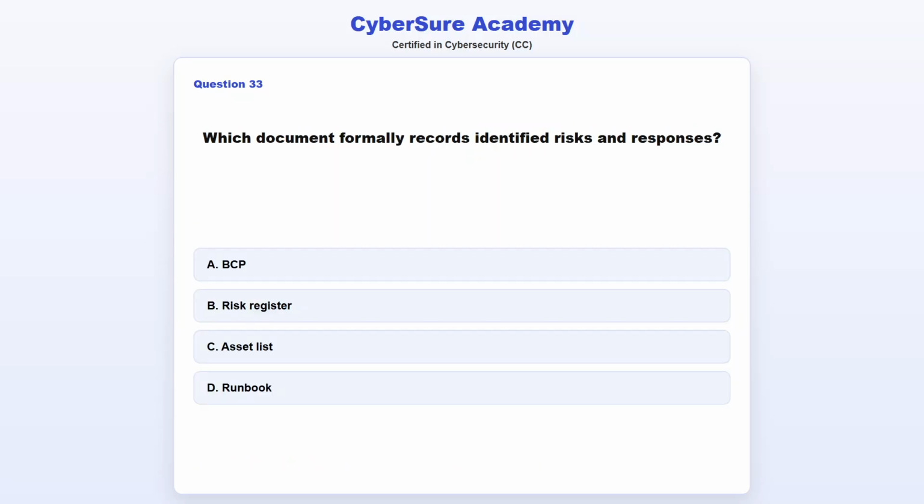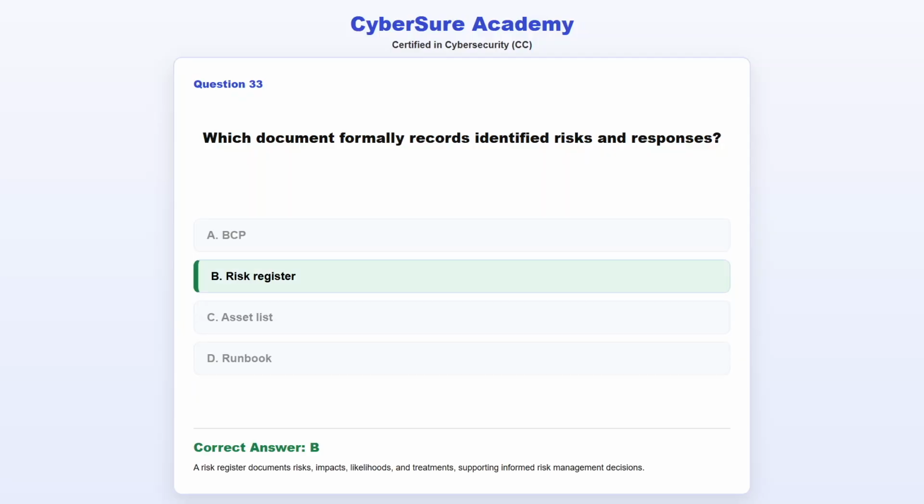Question 33. Which document formally records identified risks and responses? A. BCP. B. Risk register. C. Asset list. D. Runbook. The answer to question 33 is B. A risk register. A risk register documents risks, impacts, likelihood, and treatments, supporting informed risk management decisions.